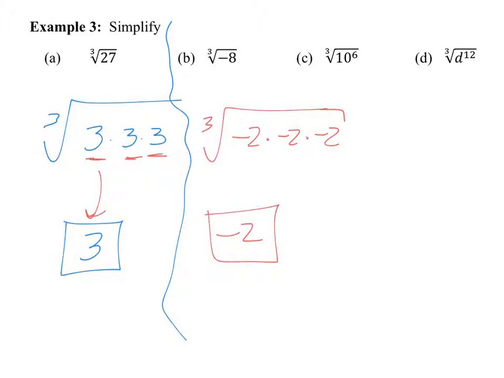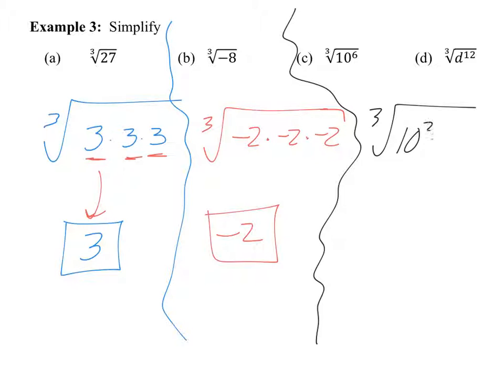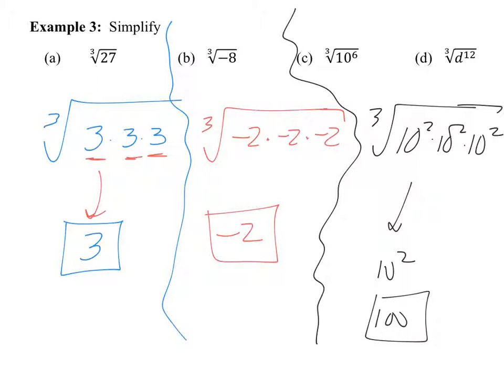Part C. What thing times itself gives me 10 to the 6th if I multiply it 3 times? What times what will give me 10 to the 6th? 10 to the 2nd. 10 squared, 10 squared, 10 squared is how many 10s? 6 of them. So think of this as the cube root of 10 squared, 10 squared, 10 squared. So as a result, if I take a cube root of a cube, it's just simply 10 squared, or 100.